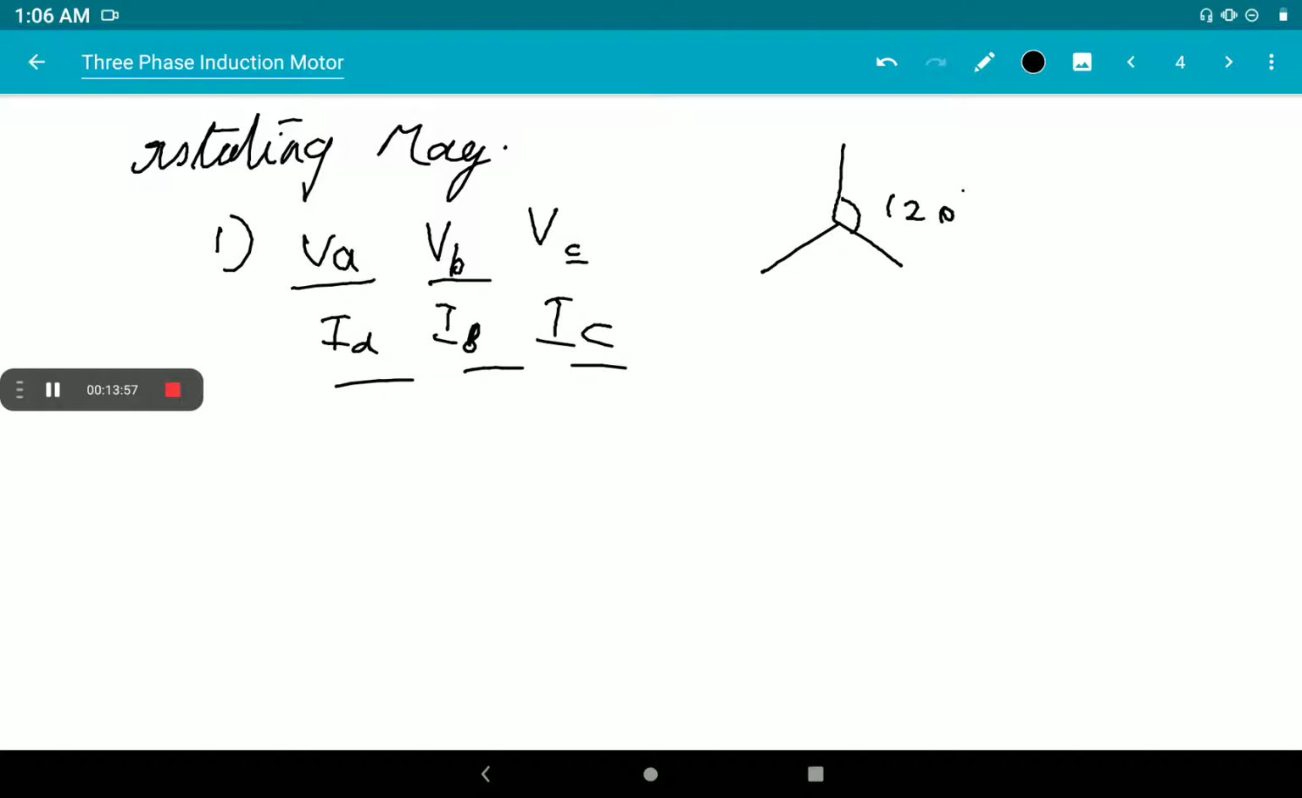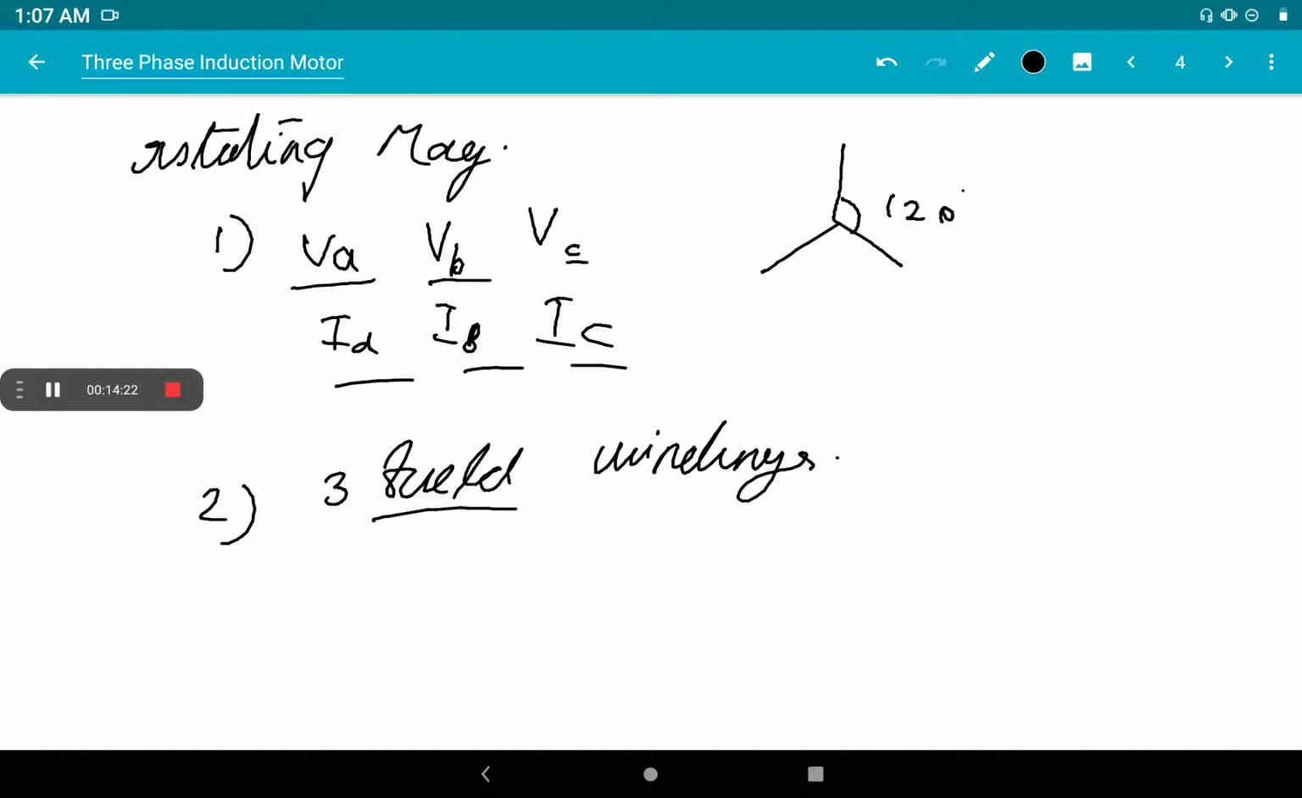And the second constraint is there should be three field coils in the machine which are placed 120 degrees apart in space. There should be three field coils. Three phase windings, right? Only if there is a three phase supply will a rotating magnetic field be produced. Therefore there must be three field windings.